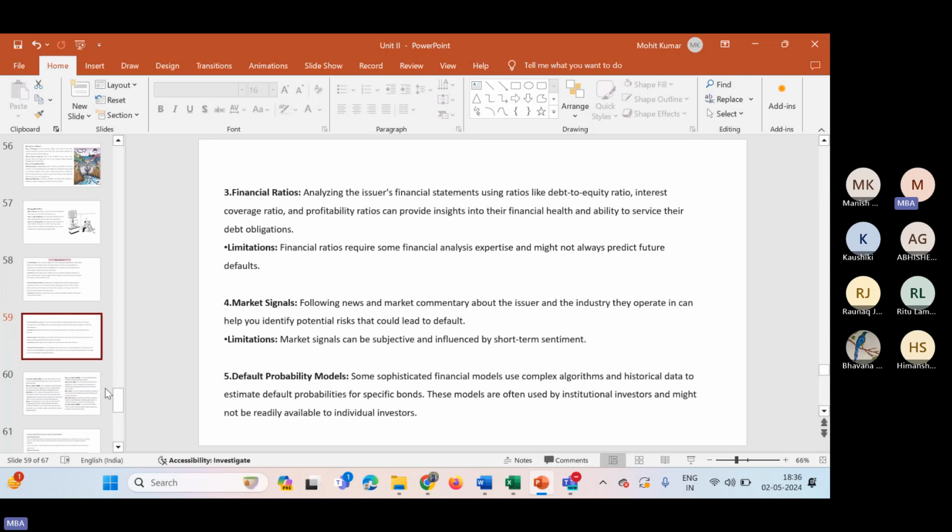Okay, so this could be a situation where you try to get certain signals from the market and make your decision about the firm and its potential future earnings.